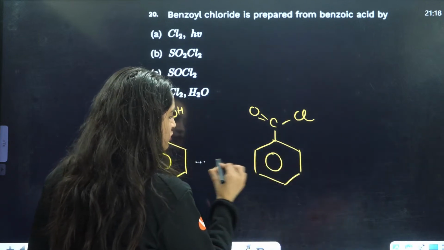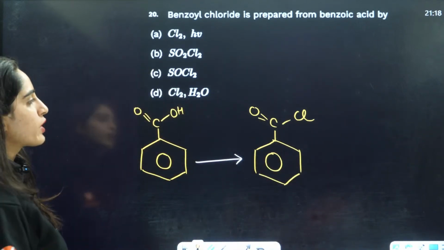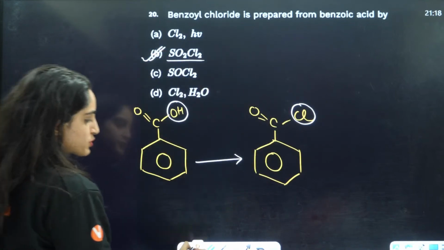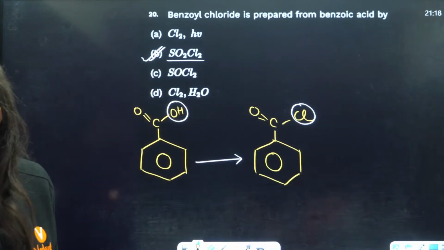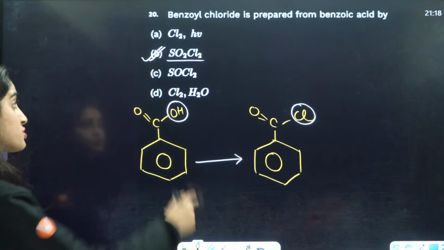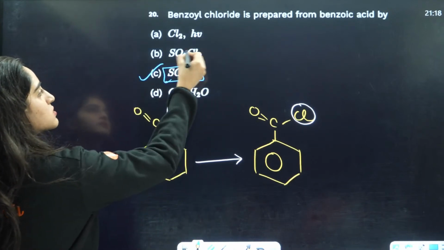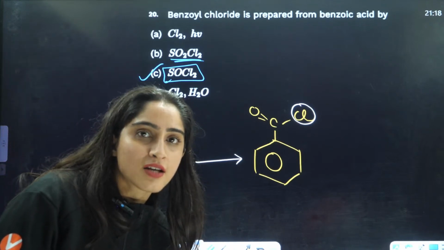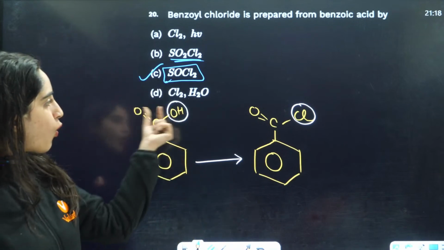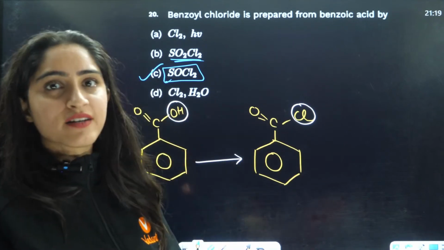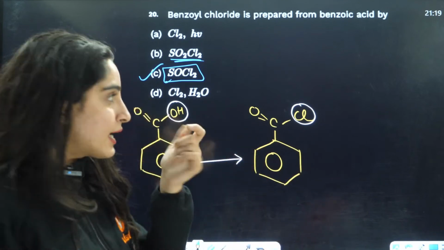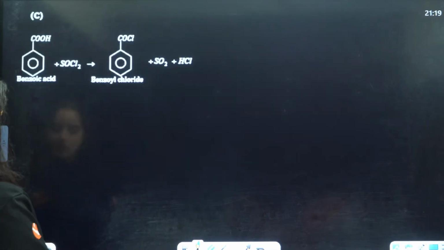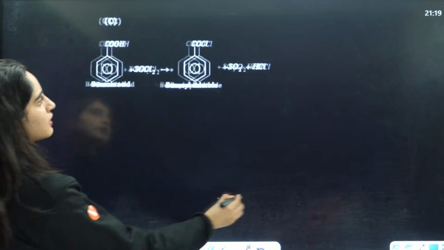So this is going to do which thing? This is going to replace this OH with the Cl. So B is the option, that is SO2Cl2, right? Sorry, not SO2Cl2, it will be SOCl2, because this is sulfuryl. Sulfuryl chloride is used in Reed's reaction. This is not exactly Darzens reaction, that is from alcohol to alkyl halide, but this is basically when OH is replaced by the Cl, that is SOCl2. Right, so C is the correct answer.